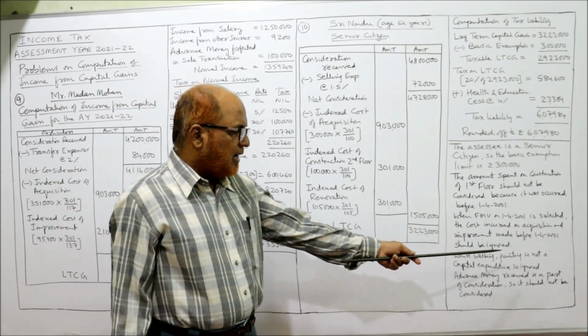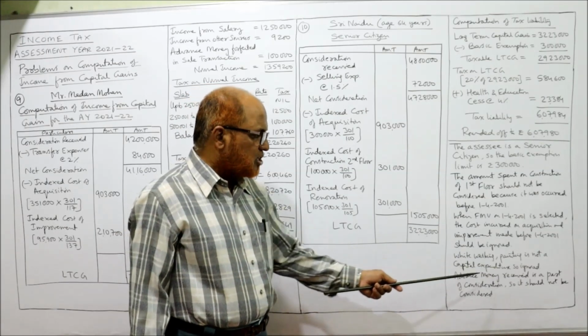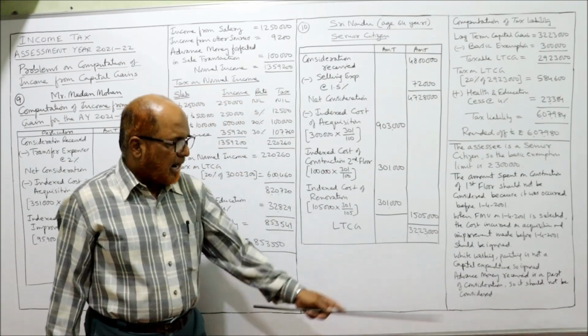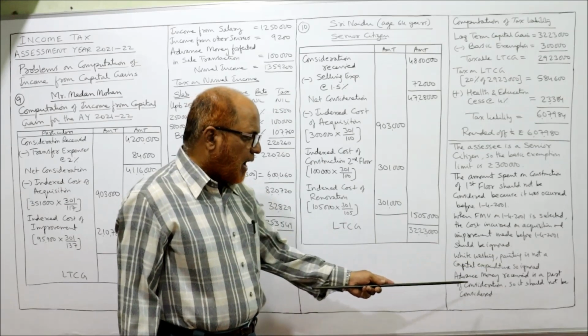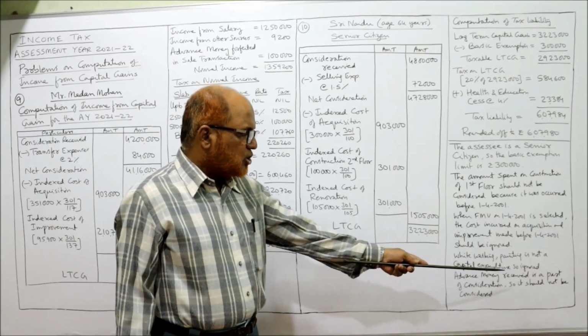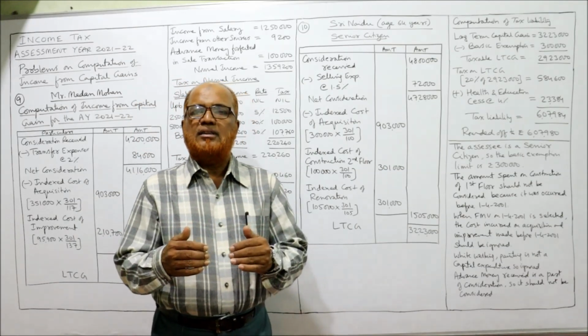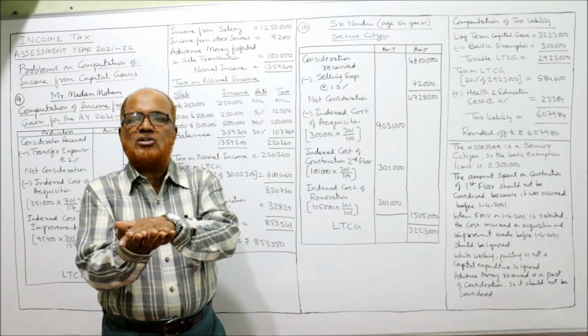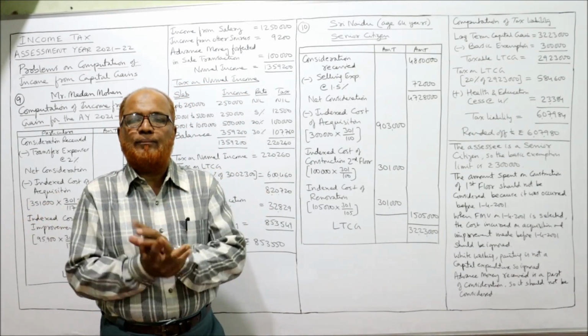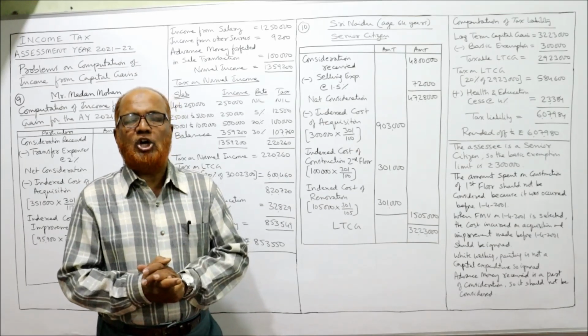Whitewashing and painting is not a capital expenditure, so ignored. Advance money received is a part of the consideration, so it should not be considered separately. The advance money received is a part of the total sale consideration. It is not forfeited. That's why it should be ignored.